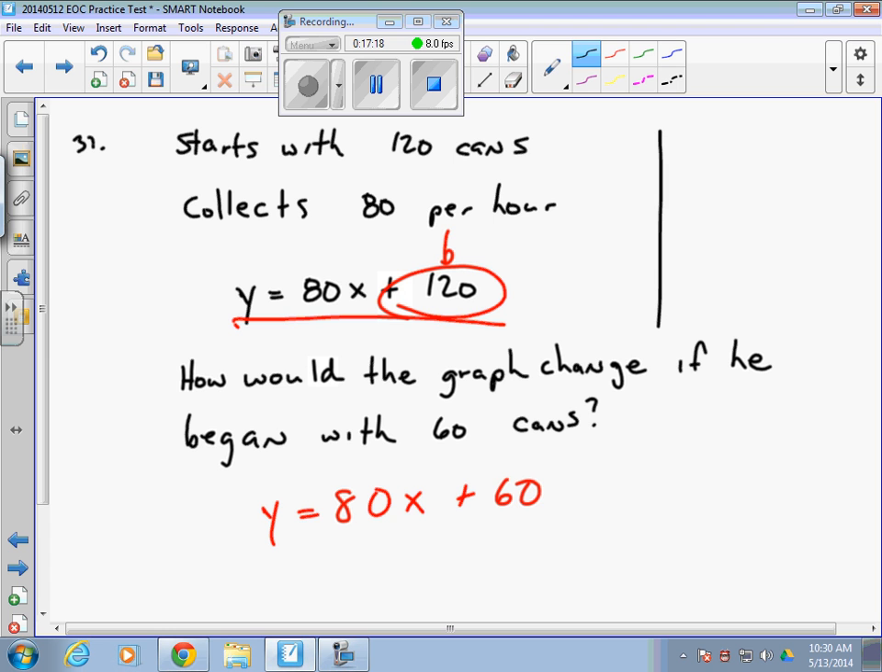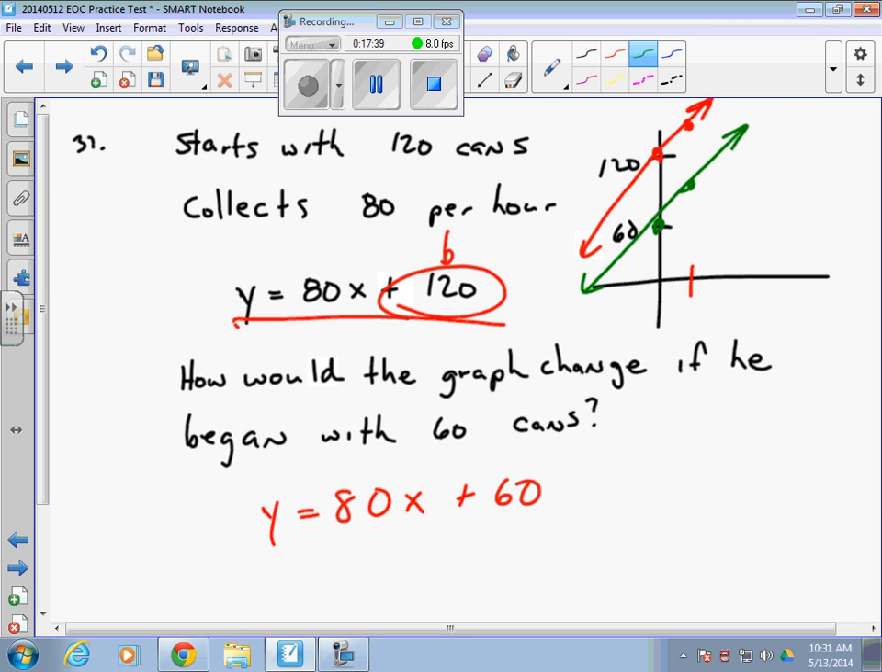So if the first graph looked like this at 120 is where it started, and it went up 80 per 1 hour, so it went up to here, for example, it would still look like that. Instead of being there, though, it would start at 60, and it would be parallel to that one. It would still go up 80 and over 1. So his new graph, according to the description, the last one goes right. It says the graph would shift downward, and the steepness would stay the same, because his steepness or his rate of change or his slope does not change, only his starting point.